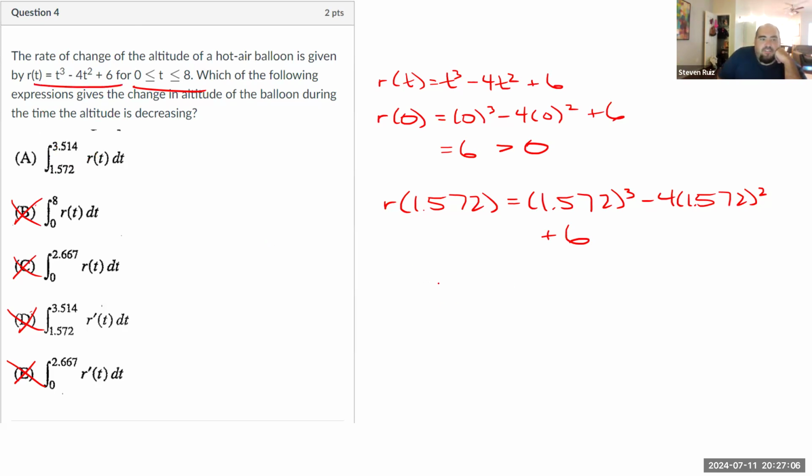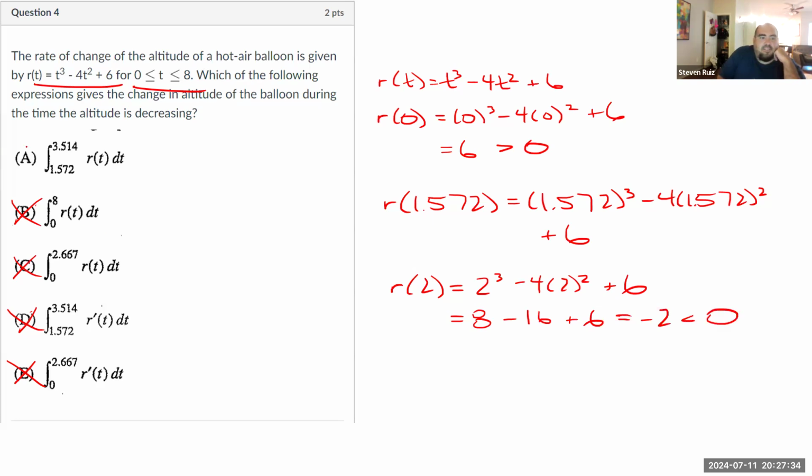The last thing I want to make sure of is that a value in between those two values actually gives me a negative number, actually gives me a decrease. So let's do that. Let's pick r of 2. R of 2 gives me 2 cubed minus 4 times 2 squared plus 6. That's equal to 8 minus 16 plus 6. That equals -2. All right, so all signs point to A being correct.